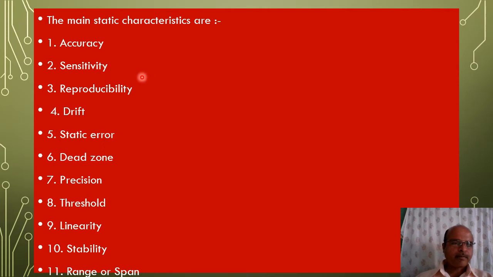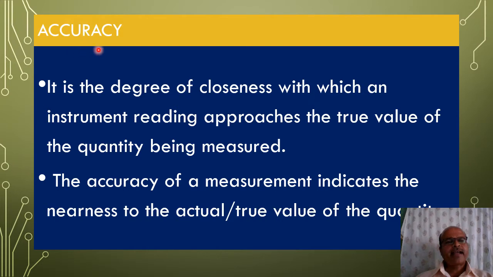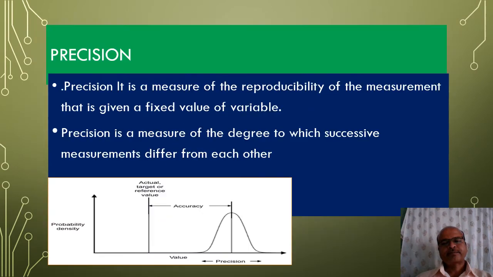Out of them, in the exam, 4 to 5 characteristics for 2 marks: define a measurement characteristic, or give the difference between any two characteristics, or give the difference between accuracy and precision. Such types of questions are asked. So first is accuracy. It is the degree of closeness with which an instrument reading approaches the true value of the quantity being measured. The accuracy of a measurement indicates the nearness to the actual or true value of the quantity.